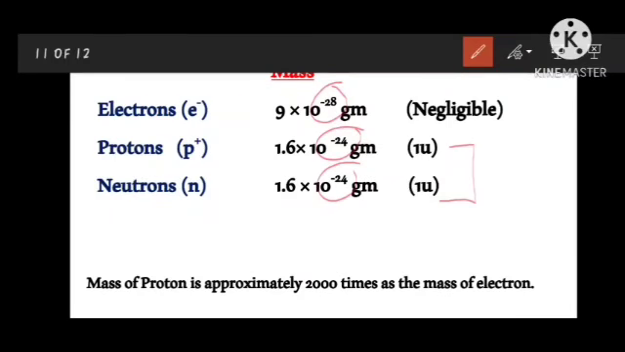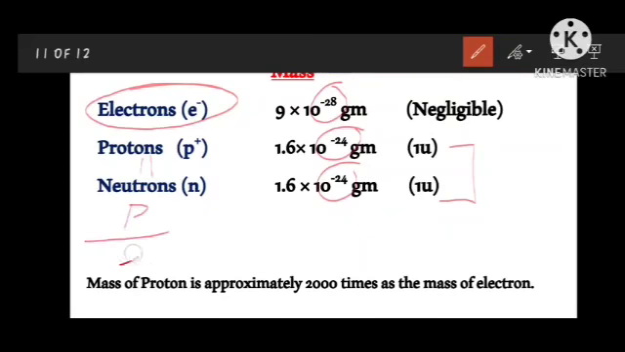But throughout the chapter we can consider that the mass of proton is equal to the mass of neutron. But in case of electron, the mass of electron is very small as compared to proton and neutron. So let's know how it is very less as compared to proton and neutron. Let's divide the mass of proton by the mass of electron.